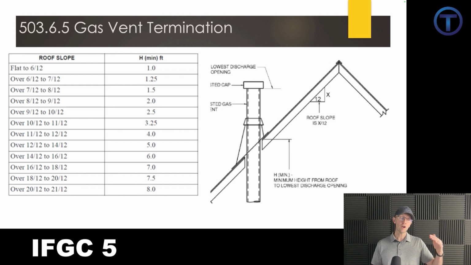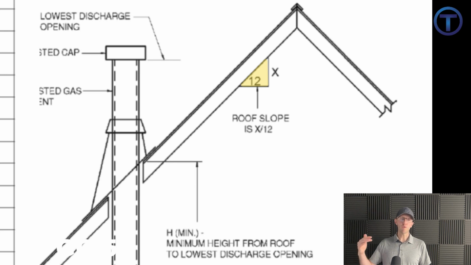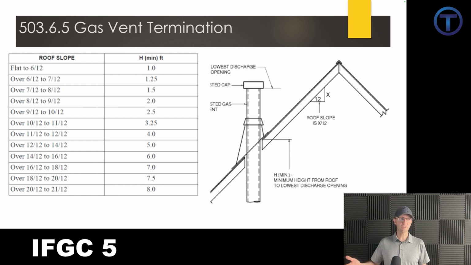Please understand that there are different pitches for a roof. Roof pitch is determined by a ratio of rise over run. It's a triangle, right? The diagonal is the roof, and then we have the distance that it goes up and the distance that it travels horizontal. For a roof slope, we always put horizontal as 12 inches, and then the rise is going to vary depending on the slope, right? So if you have a flat roof, look at the first line here, flat to 6/12, then the vent has to come up 1 foot above the roof.